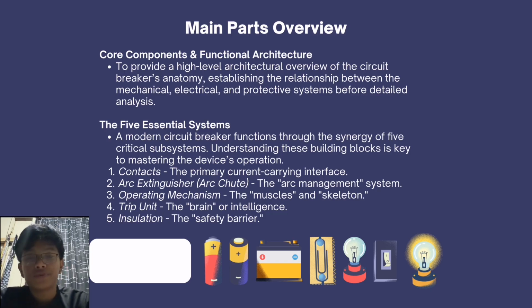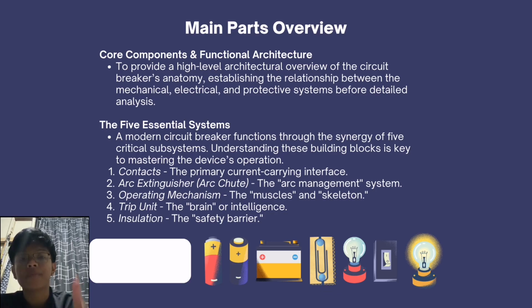Main parts overview, core components and functional architecture. To provide a high-level architectural overview of the circuit breaker's anatomy, establishing the relationship between the mechanical, electrical, and protective systems for detailed analysis. The 5 essential systems. A modern circuit breaker functions through the synergy of 5 critical subsystems. Understanding these building blocks is the key to mastering the device's operation.